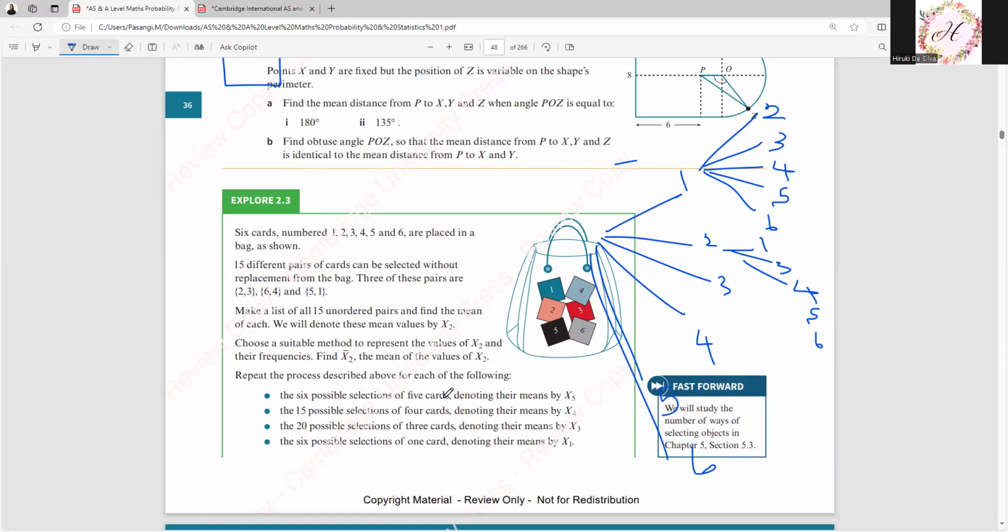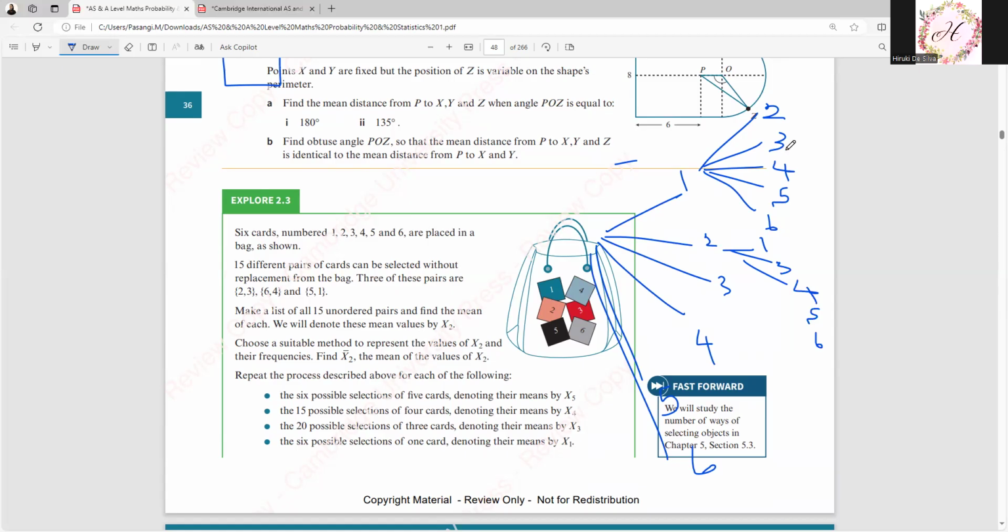Now what they are saying is, make a list of all 15 unordered pairs and find the mean of each. We will denote these mean values by x2. So here they have given 15 different pairs.